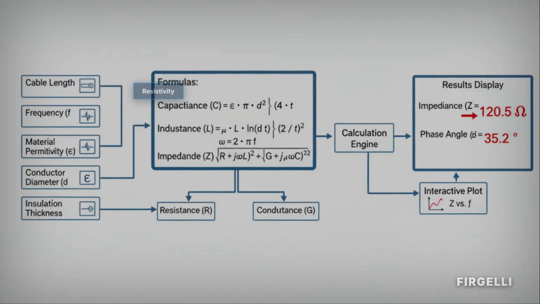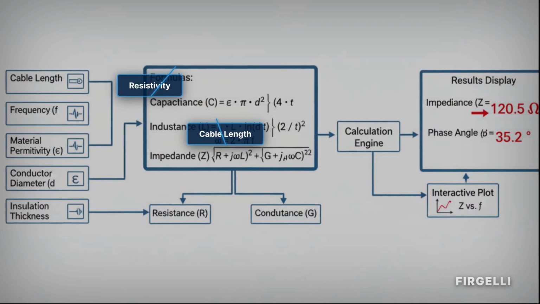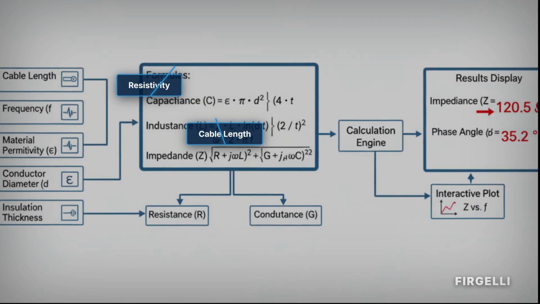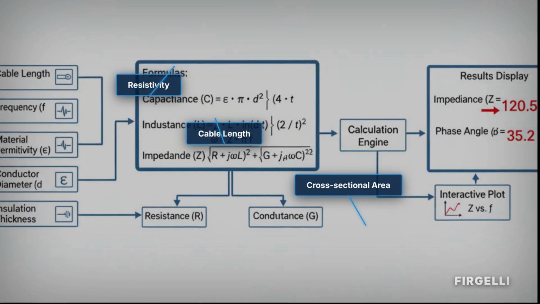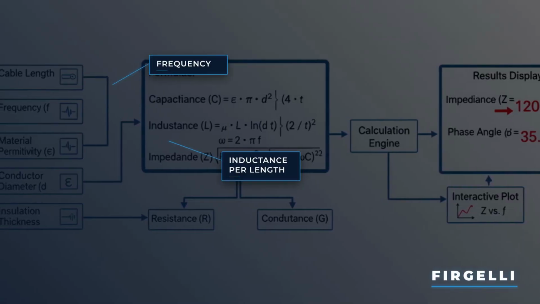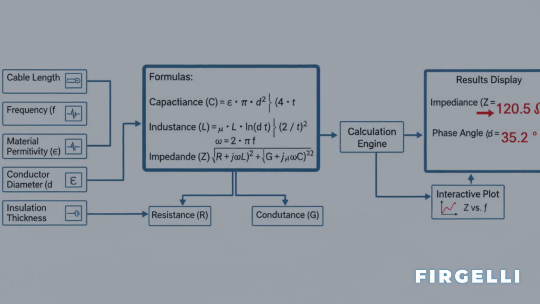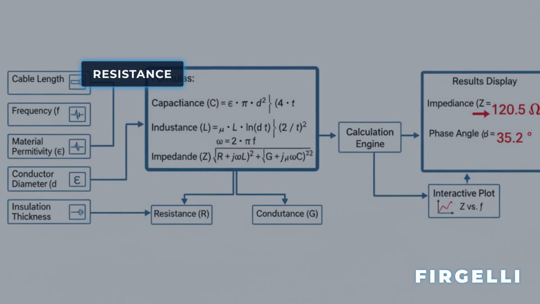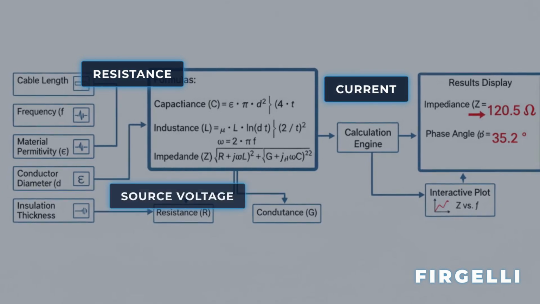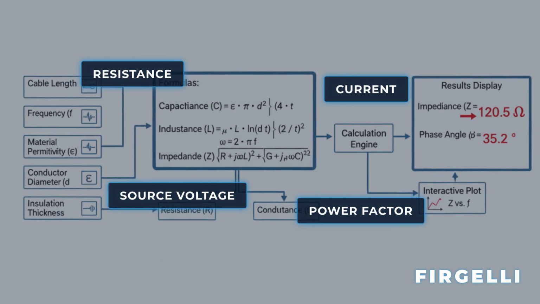Now enter your parameters: resistivity in ohm meters, cable length in meters, cross-sectional area in square meters, and optionally, your AWG size. Then input frequency in hertz, inductance per length in henries per meter, and capacitance per length in farads per meter. You'll also need resistance in ohms, inductive reactance, capacitive reactance, current in amperes, source voltage in volts, and power factor between 0 and 1.